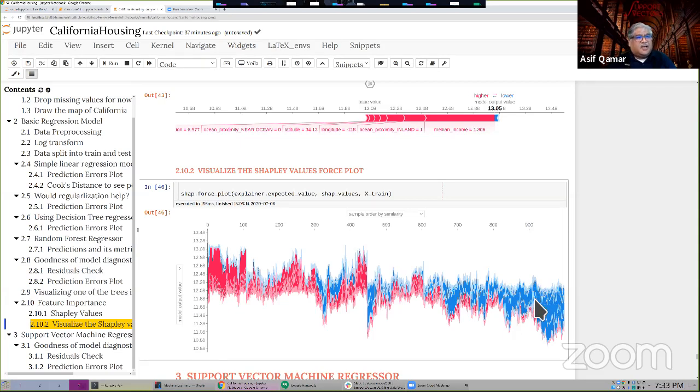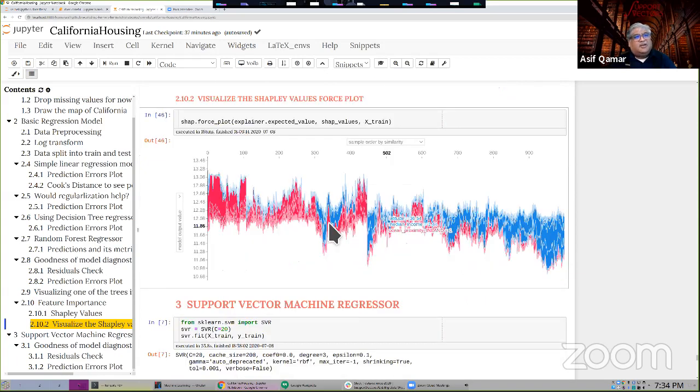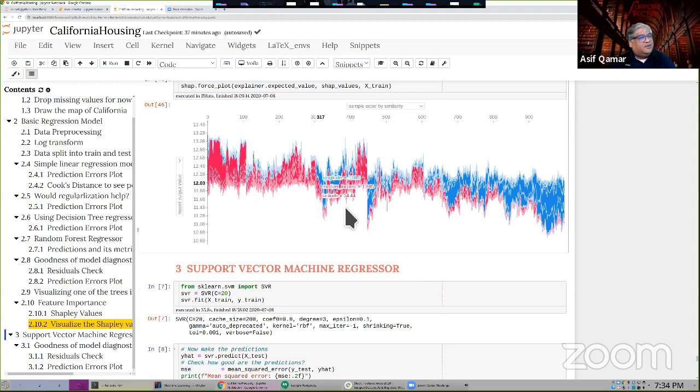And you notice that at high house prices, most of the factors that matter seem to be related to location factors: longitude, latitude, proximity to ocean, and so on and so forth. So not much in the housing price. Actually, this plot doesn't say anything that is not obvious, but it is a plot worth knowing about.